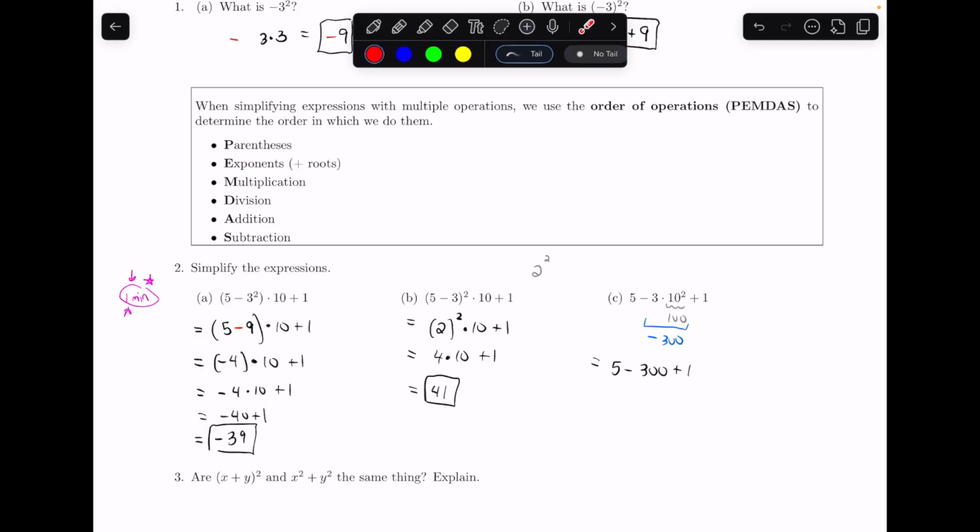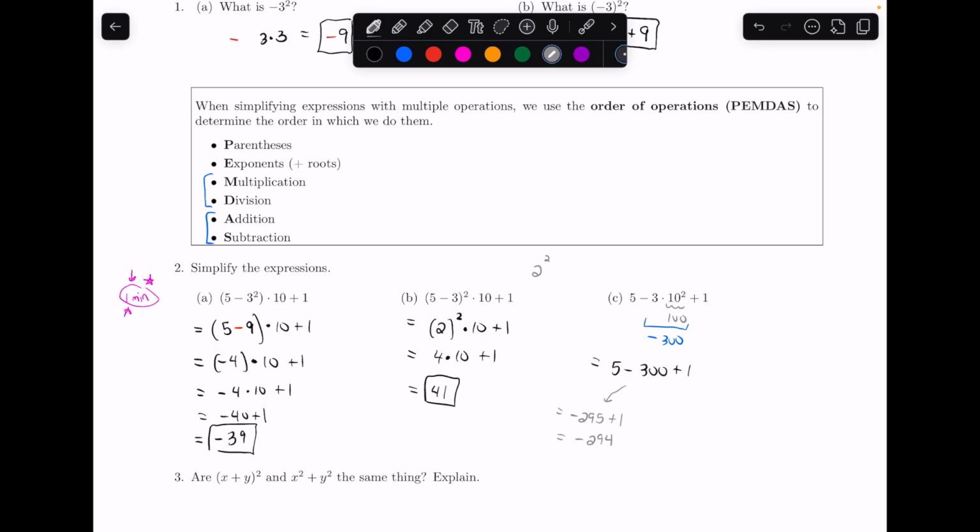There's a bit of flexibility that we have here. All I have now is subtraction and addition. Technically, they're considered to be at the same level, similarly with multiplication and division. That technically means I could do this in either way. I could deal with the subtraction first, or I could deal with the addition. I just have to be careful when I do it. If I deal with the subtraction first, 5 minus 300 would be negative 295. And then add 1 to that, I'll get negative 294.